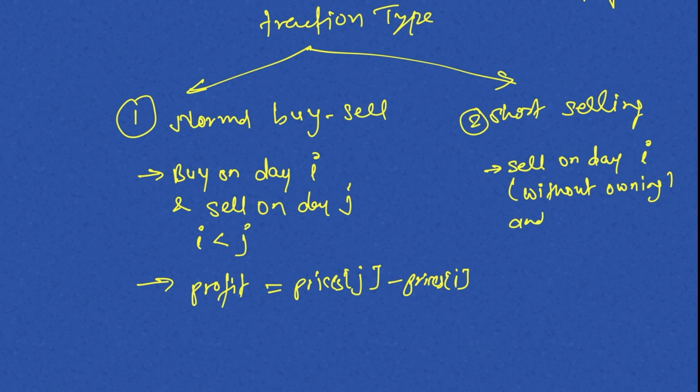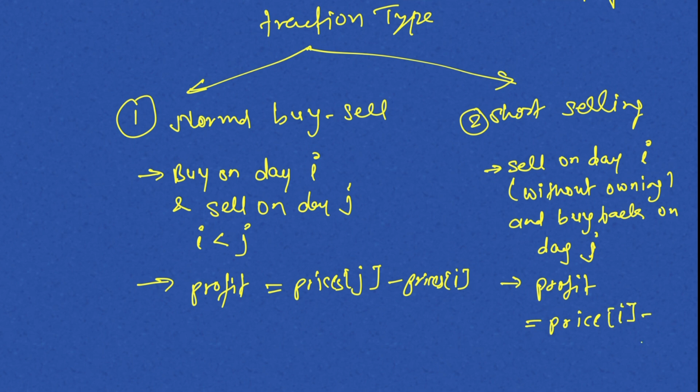And we have to buy back on day J. Understand? On day I, we sell without owning and buy back on day J. This is hidden, so you have to understand how we are going to do the short selling. There is a confusion here. Now how do you make the profit? By prices at I minus prices at J. If you do that, you will get the value.